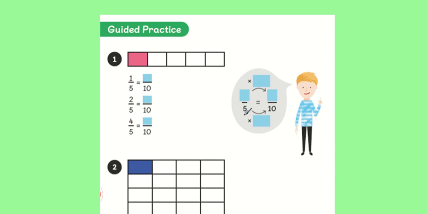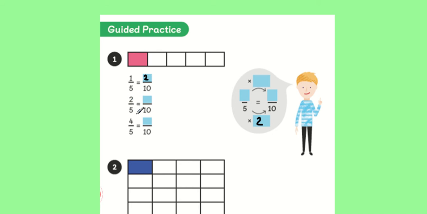Well, what did we do to the 5 to get 10? Yeah, that's right, we times it by 2. So now we just need to times these top numbers by 2. Okay, so 1 times 2, that's 2. So 1/5 equals 2 tenths.